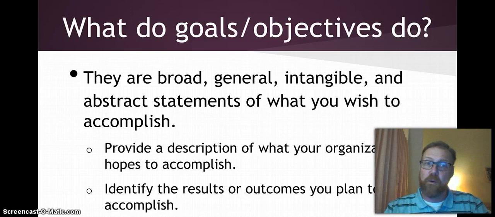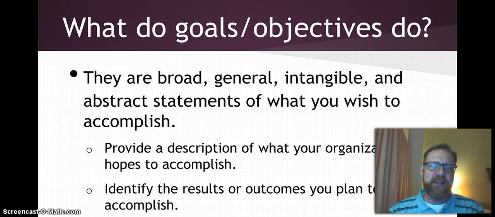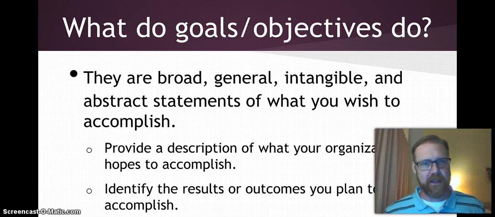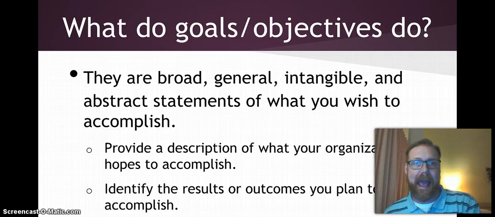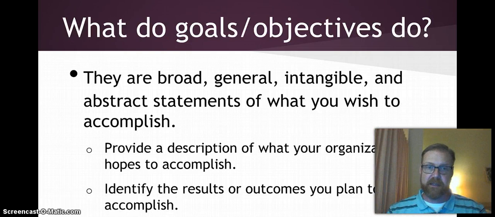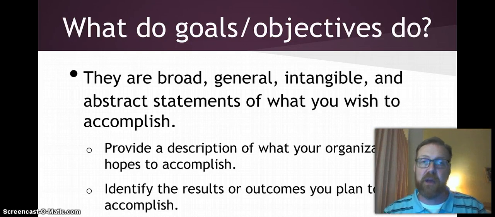I know that puts a lot of the onus or a lot of the responsibility on you, but hey, it's life. All right. So what do goals and objectives do? Well, quite frankly, they are exactly what it says here. Broad, general, intangible, and abstract statements of what you wish to accomplish. Right? So these are the big ideas. It provides a description of what your organization hopes to accomplish. And it helps you identify the results or outcomes that you plan to accomplish. So these are big statements about what you're hoping to accomplish, and what are the kinds of outcomes or results that you're planning are a part of that.